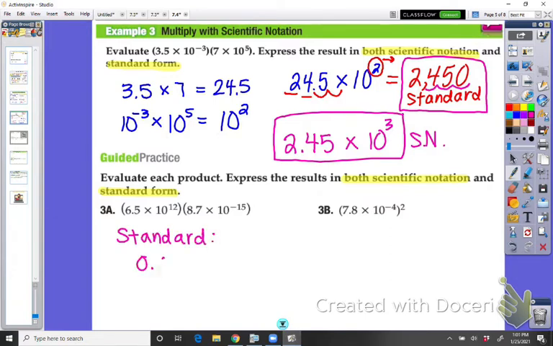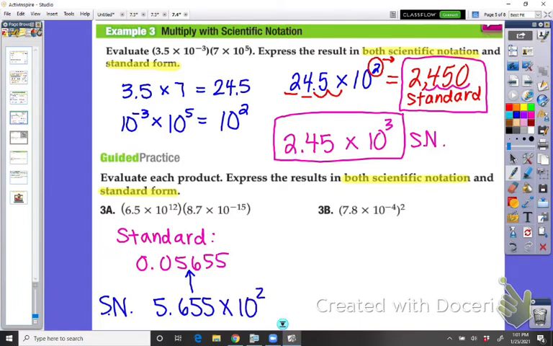It was 0.05655, and scientific notation states that I want the decimal after the first non-zero number, so that's going to be 5.655 times 10 to the, it has to swoop over 2 times, and it's negative. The standard number is smaller than 1.